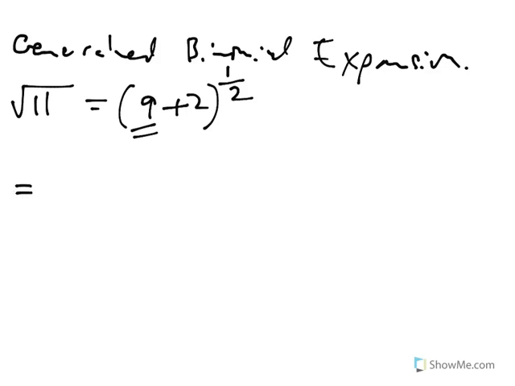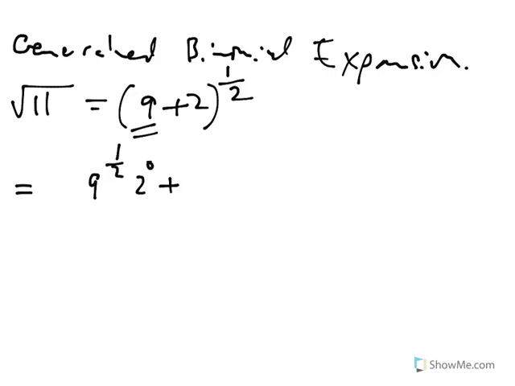And now I'm going to do a binomial expansion. When you have fractions, it's a little bit unusual. In a regular binomial expansion, like if this was not a half, but a 4, it would be 9 to the 4th, 2 to the 0. Well, this is going to be 9 to the half times 2 to the 0.